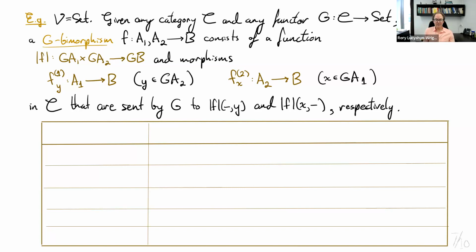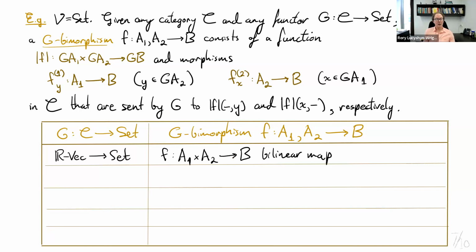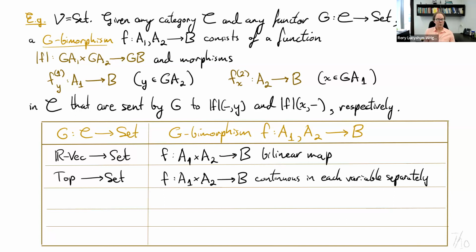Let's take a look at some examples. So we'll consider a given functor from a given category C to set and look at the notion of G bimorphism F from A1 and A2 to B. If we take C to be the category of real vector spaces with its forgetful functor to set, then we obtain the usual notion of bilinear map. We can also take C to be the category of topological spaces with its usual forgetful functor to set. And then, as the notion of G bimorphism, we obtain the notion of a map that's continuous in each variable separately.